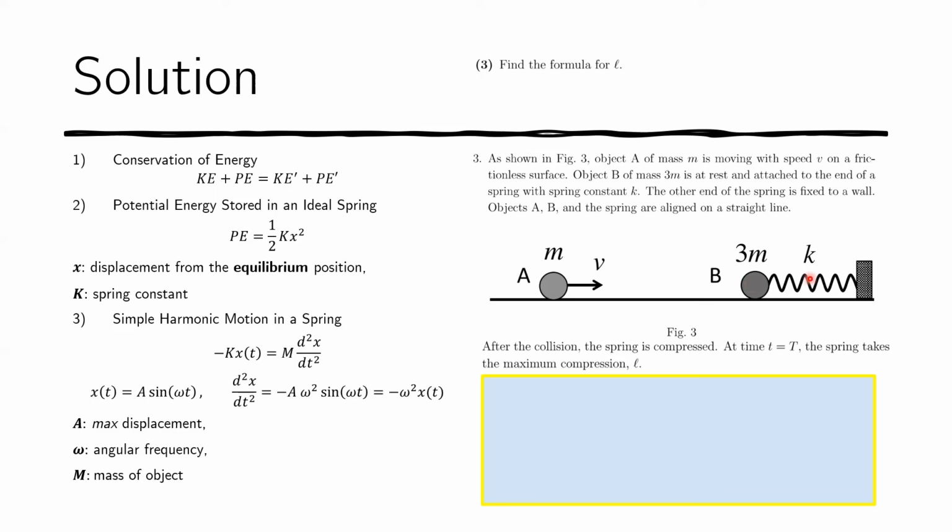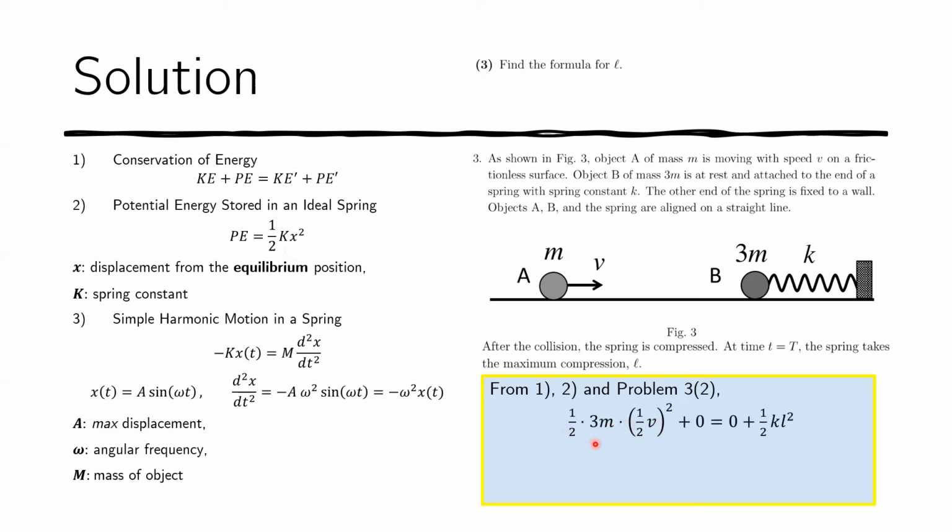And so at the point where the compression is maximum, it is stationary. Its speed is 0. And so we can use this conservation of energy to solve for how long this compression is. So let's use the conservation of energy. We know that the kinetic energy is just 1/2 times the mass times the square of the speed, and the potential energy of the spring is given here. So let's write them down.